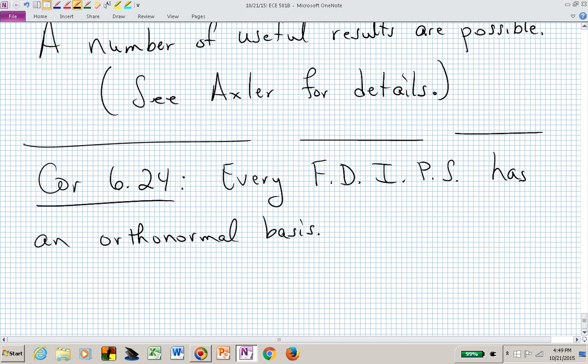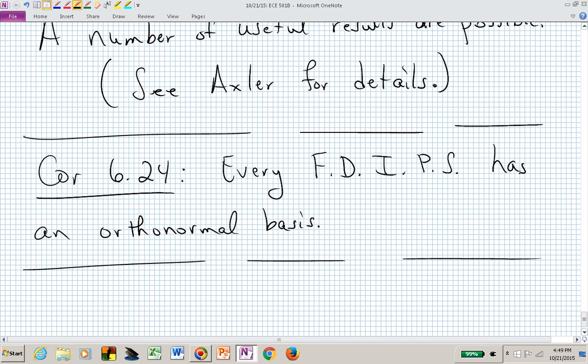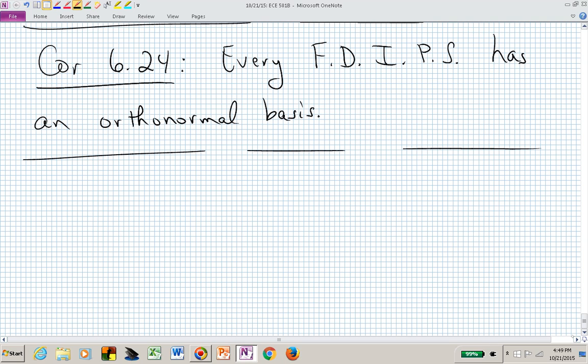Which means if you have a finite dimensional vector space and you can define an inner product on that vector space, now you can have an orthonormal basis. And what can we do with an orthonormal basis? We can decompose any vector in that vector space with this combination of orthonormal basis vectors.